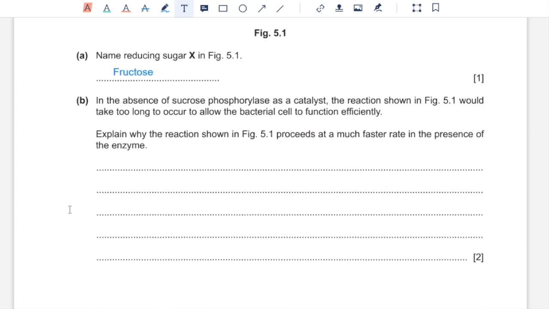B. In the absence of sucrose phosphorylase as a catalyst, the reaction shown in Figure 5.1 would take too long to occur to allow the bacterial cell to function efficiently. Explain why the reaction shown in Figure 5.1 proceeds at a much faster rate in the presence of the enzyme. So you're supposed to explain why enzymes speed up a reaction. They do that by lowering the activation energy of any chemical reaction and they put strain on bonds.